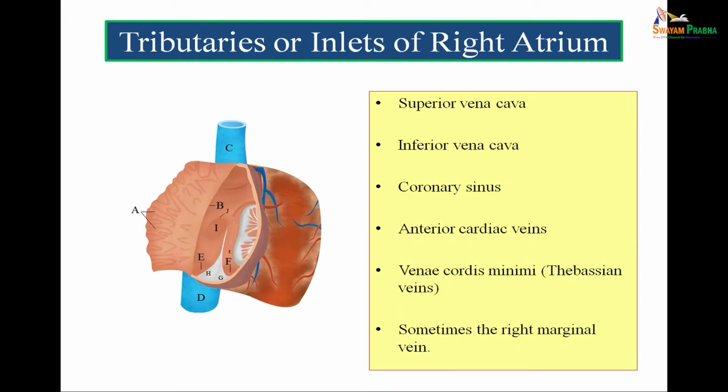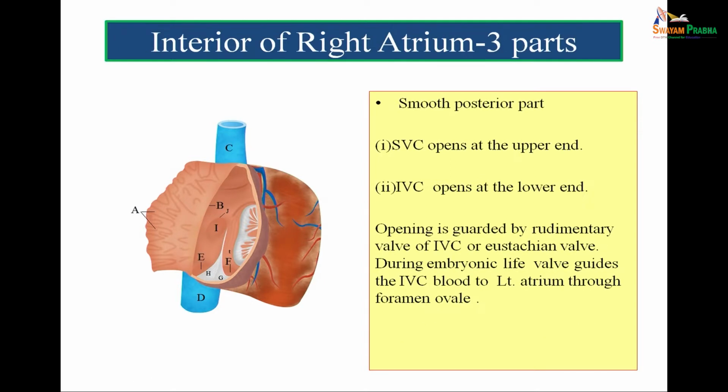Now, this is a figure showing the tributaries or inlets of the right atrium. Here we can make out the superior vena cava, which is shown by capital C. We can make out the inferior vena cava, which is shown by capital D. We can make out the coronary sinus, which is shown by F, the opening of the coronary sinus, and then we can make out the opening of the inferior vena cava, which is demarcated by E, and then venae cordis minimae or Thebesian vessels. What are these? These are multiple veins which open in all the four chambers of the heart, and so they also open into the right atrium of the heart.